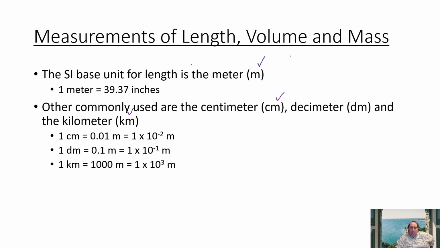Some relationships: 1 centimeter is equal to 0.01 meters. That, by the way, is the same thing as saying 100 centimeters is equal to 1 meter. If you're not sure how you get that, you divide both sides by 0.01, and you will have 100 centimeters is 1 meter. Whichever version of that you want to remember is something you'll use a lot. Most people will use the larger number, 100 centimeters is 1 meter, and that is something we use a lot.